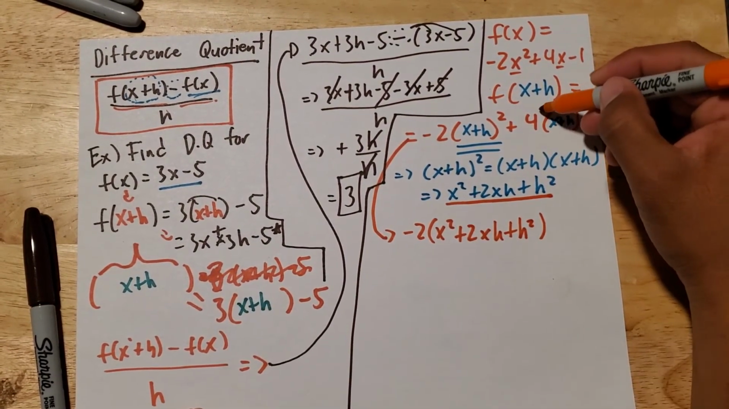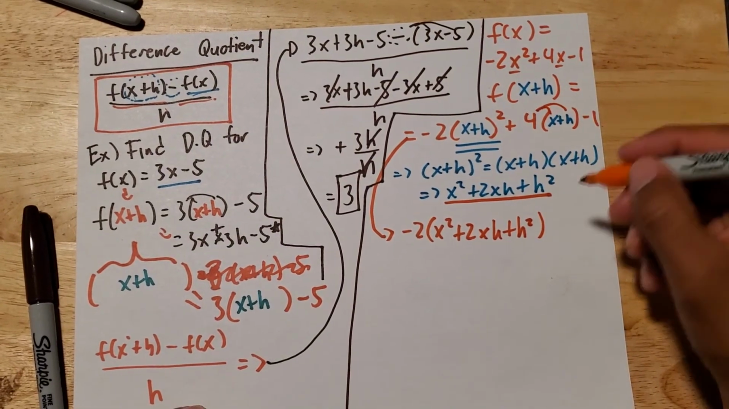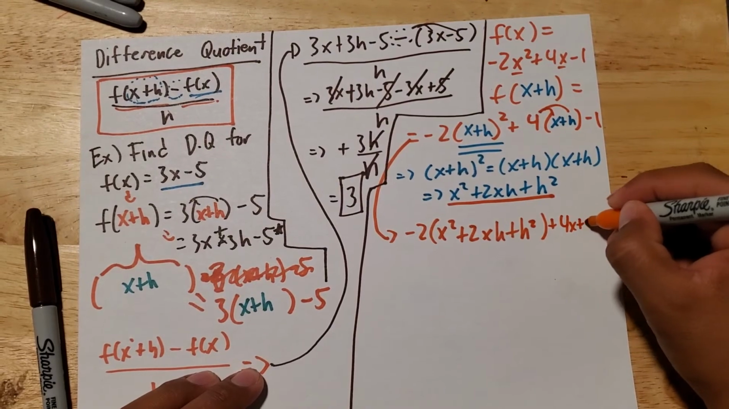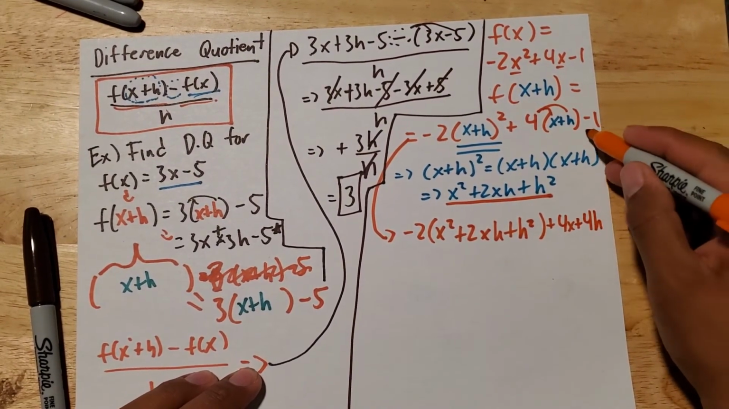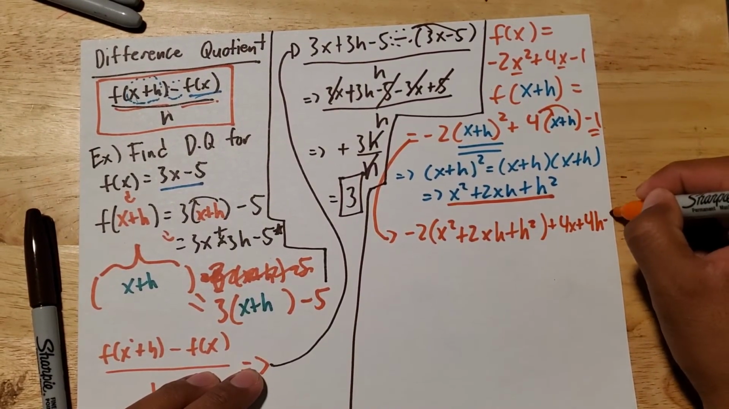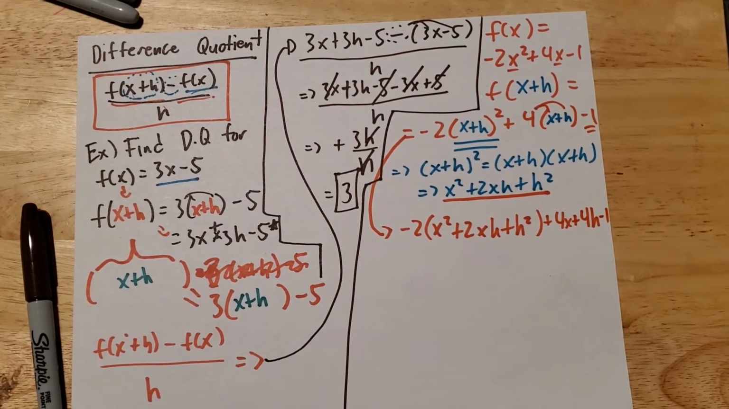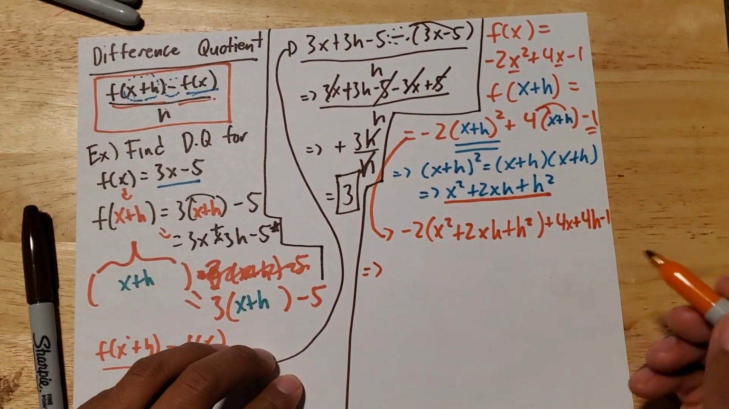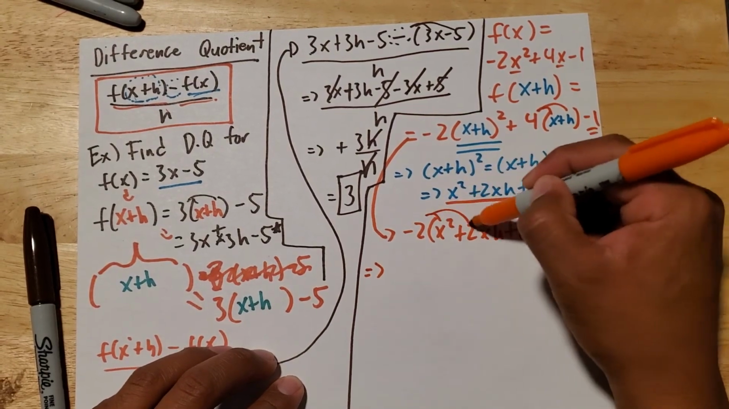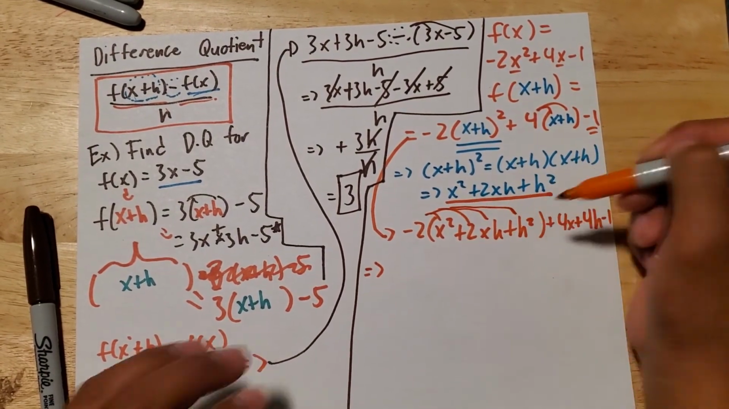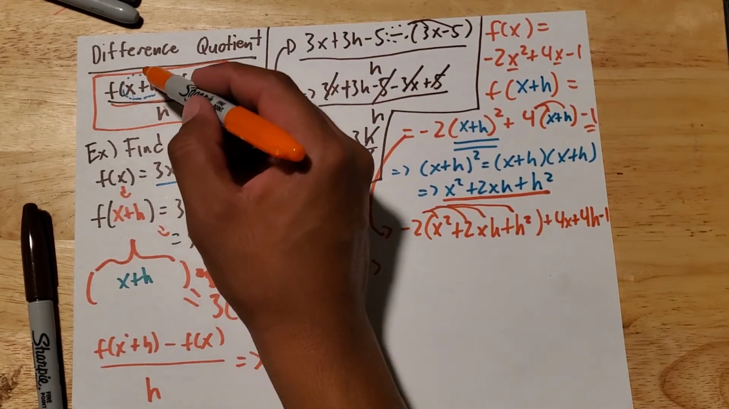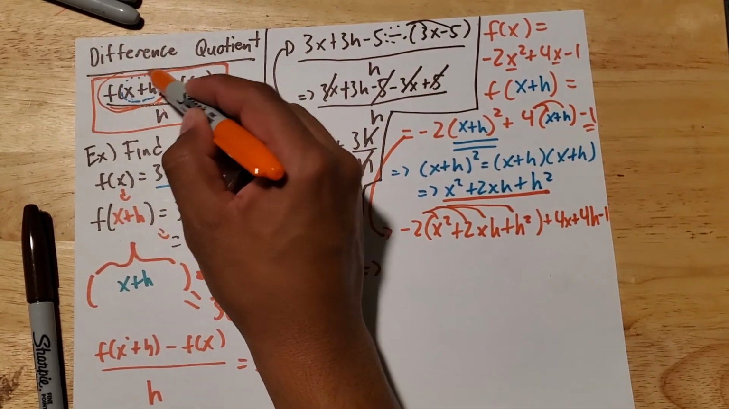And then here all I have to do is distribute my 4, which will leave me with 4x plus 4h. And don't forget about this negative 1. Sorry, I squeezed it in there. I'll give myself more room on this second one. Now I have to distribute this negative all the way through, this negative 2. And don't forget, I'm just doing the f of x plus h part.